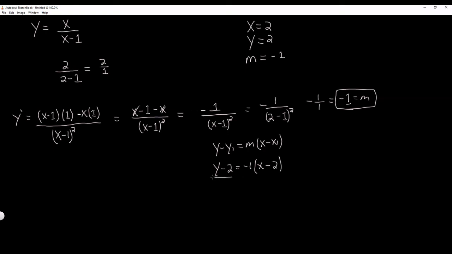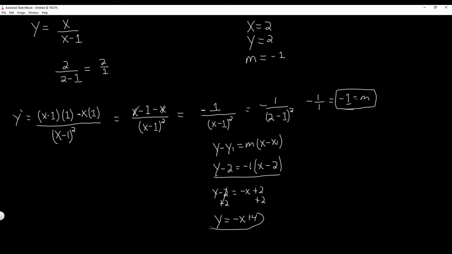So this is sufficient. You can keep it in point slope form, but if you want it in the form of y is equal to mx plus b, we're going to have to do some simplifying. So we will keep y minus 2 on the left hand side the same, is equal to, if we distribute our negative 1, this will be negative x plus 2. And then we can add 2 to both sides to isolate y. And these will cancel, so this is equal to y is equal to negative x plus 4.